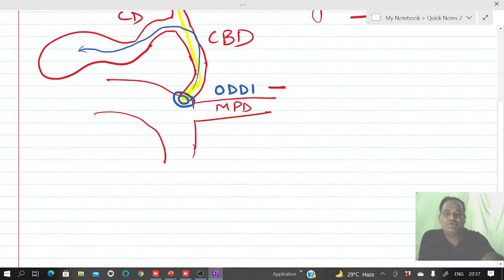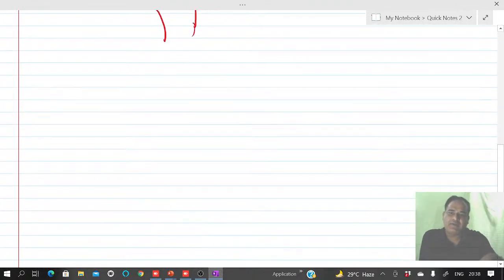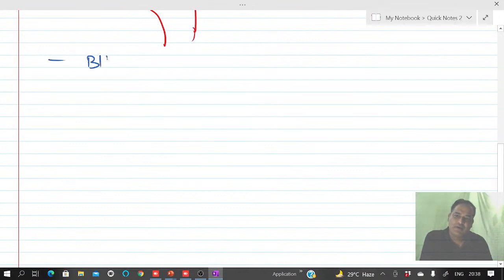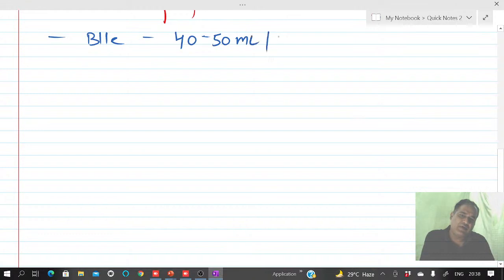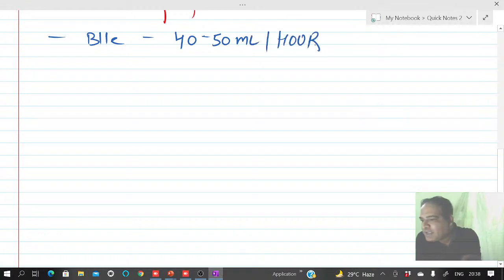Now, you see here, what are the significant things to remember? Bile, which is made up of 97% water, is secreted at the rate of around 40 to 50 ml per hour.